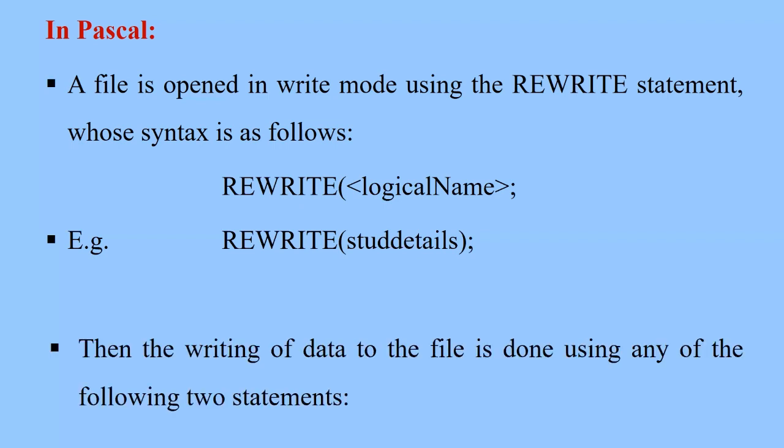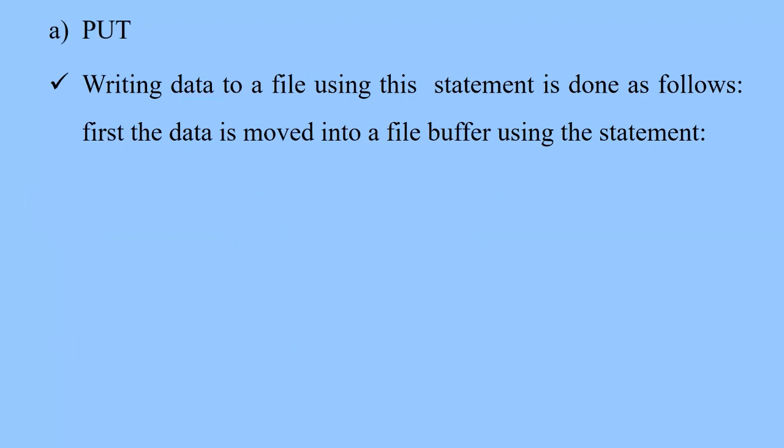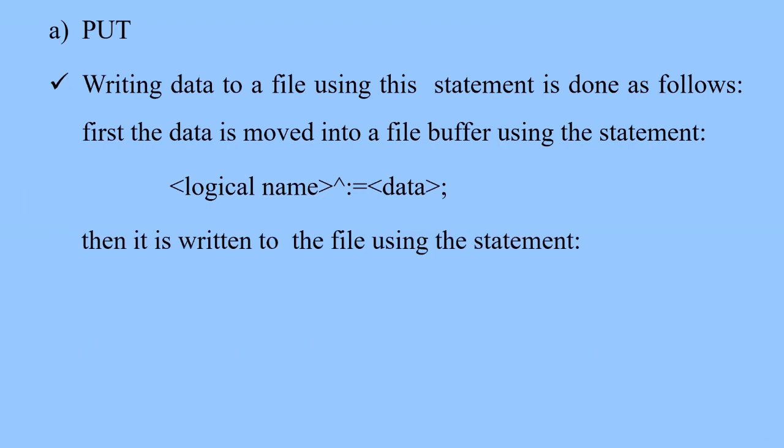Then the writing of data to the file is done using any of the following two statements. Put, and put is used to write data to a file. So writing data to a file using this statement is done as follows. First, the data is moved into a file buffer using the statement logical name, then pointer to data. Then it is written to a file using the statement put logical name.